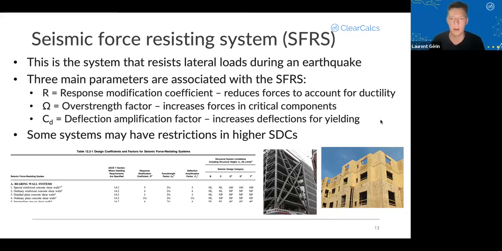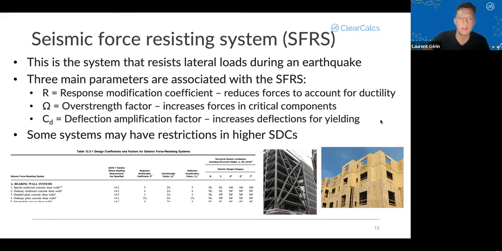That's going to affect how your weight's distributed. You might have some P-delta effects. You might have some overturning effects. That's where that Cd factor comes in. So it becomes very critical, especially with taller structures when we want to look at stability.